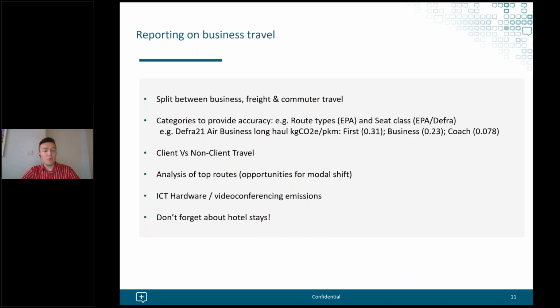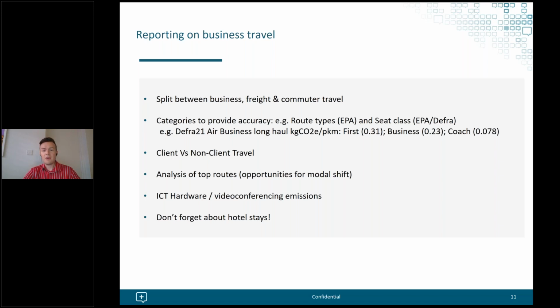So when organizations report on greenhouse gas emissions from travel, there's a few different things that are important to keep in mind. The first is the split between business travel, freight travel, and commuter travel, and ensuring those are separated within reporting into different buckets. Within there, then, the more accurate that data can become, it means that you're able to apply more accurate emission factors to them. So there's just a simple example here where from DEFRA 2021 emission factors for air business long haul, there's a large difference between the emission factors based on seat class.